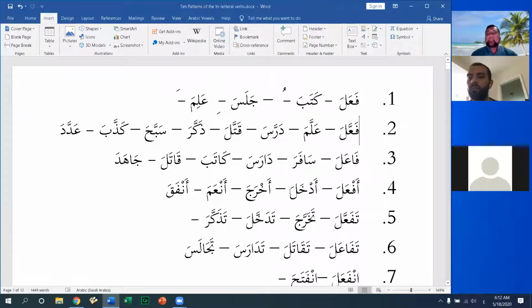Excuse me. For example, dakhala means he entered. Dakhala Zaydun al-madrasata means that Zayd entered the school. Adkhaltu Zaydan al-madrasata. I put Zayd into the madrasa.